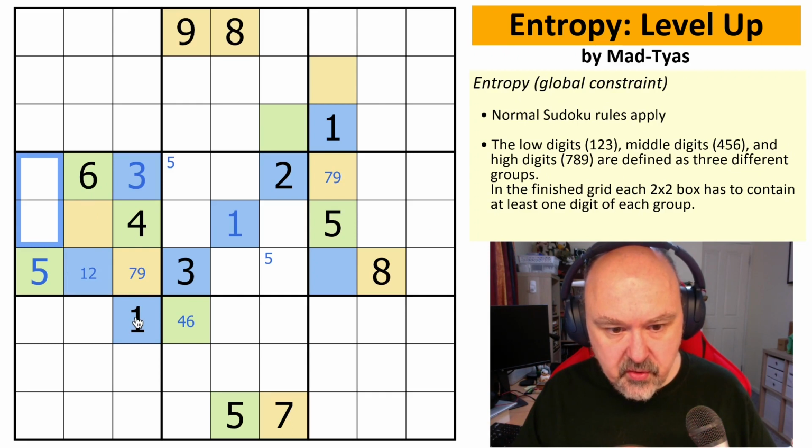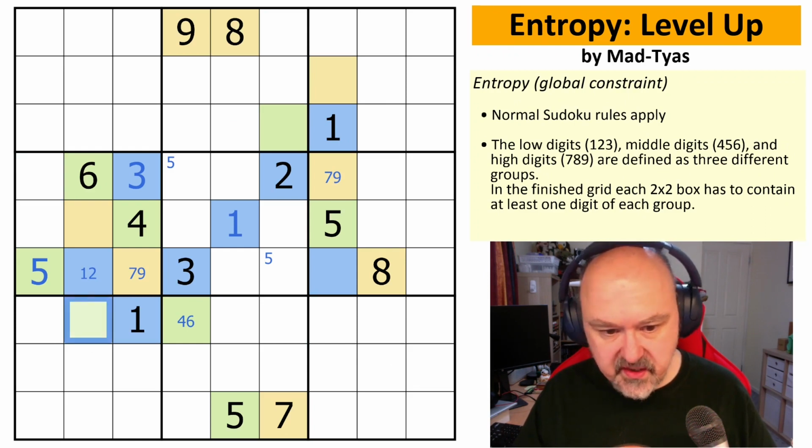So I've got a blue in one of these two, and it has to be a 1 or a 2. But I could put a 2 there or a 1 there, I think. The other digit I need is yellow. That's a green. I know that is green because of that 2x2 region. So that is a 4 or a 5.